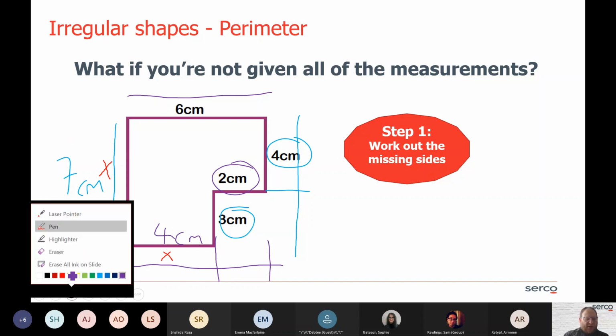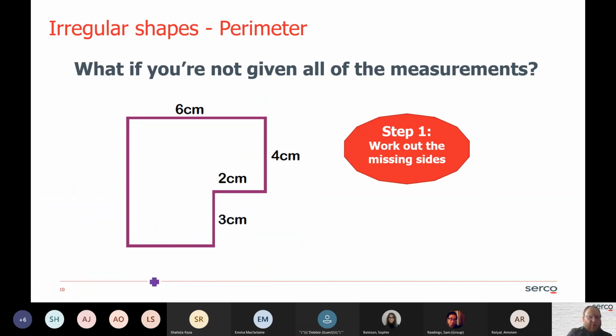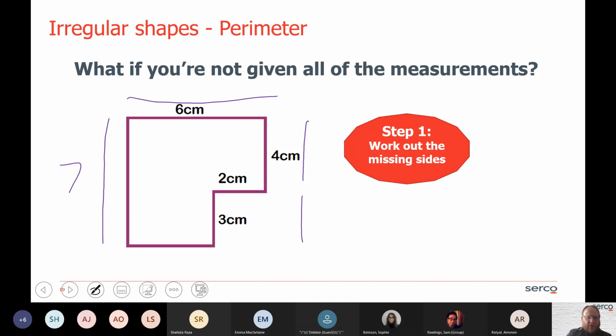Let me undo the ink and try that again. So all the way along we can see is 4 and 3, makes it 7. All the way along here is 6. We need to take off this section that's 2. So that gives us 4 centimeters here.